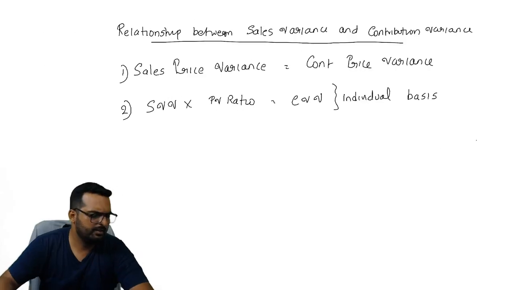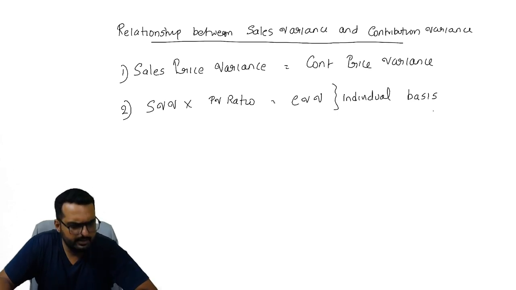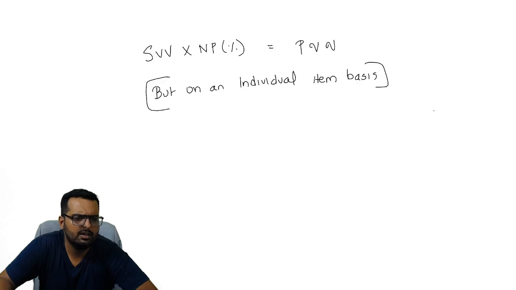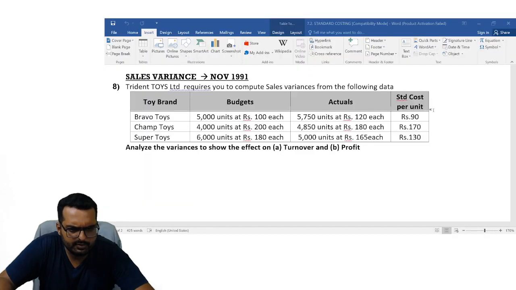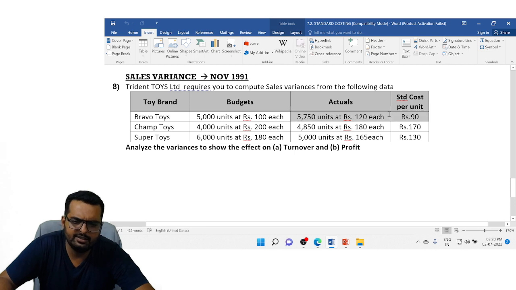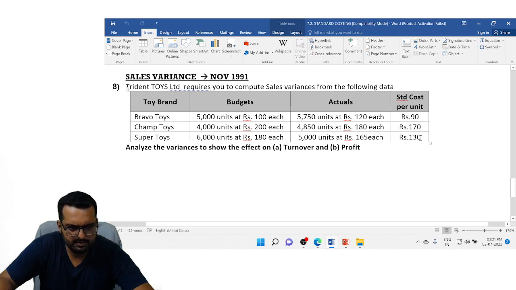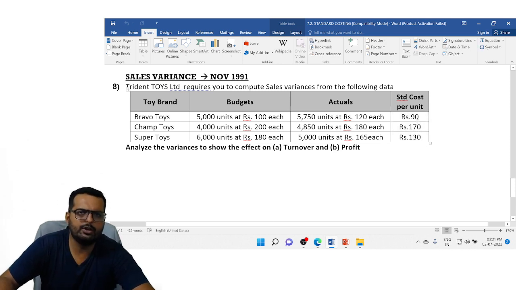Ashwini? Yes, Ashwini, tell me. I didn't get you. Come again. Standard cost, yeah, in the question. You mean this question? Okay, here this is variable and fixed both. So if it is only the variable part, then it will be contribution cost variances.